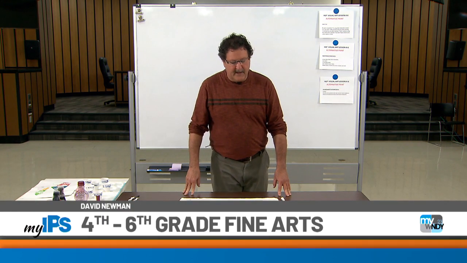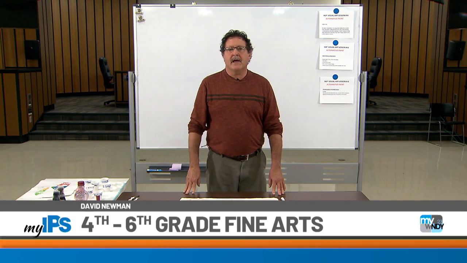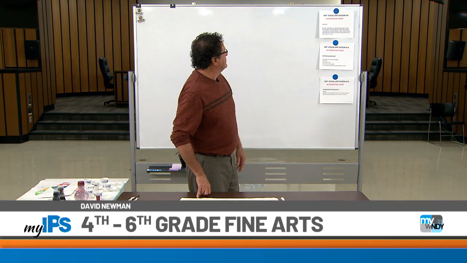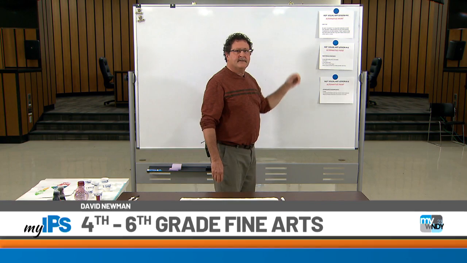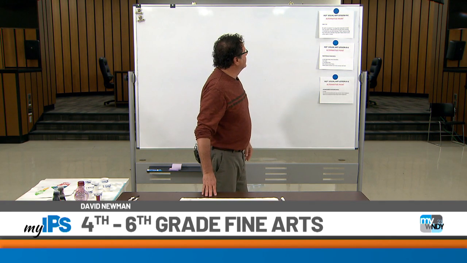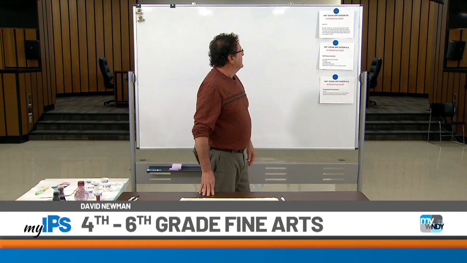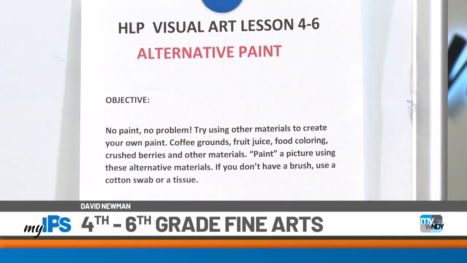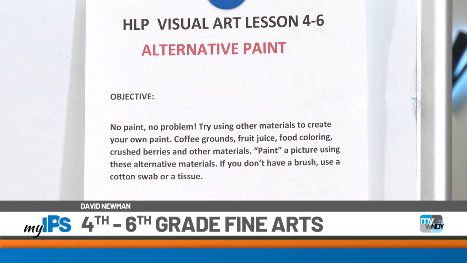Hello, my name is Mr. Newman, and today we're going to cover a visual art lesson for grades 6 through 8. This art lesson can be found in the IPS Home Learning Plan under the Fine Arts tab. Now, today's lesson is entitled Alternative Paint. No paint, no problem. Just try using other materials to create your own paint. Coffee grounds, fruit juice, food coloring, crushed berries, other materials.